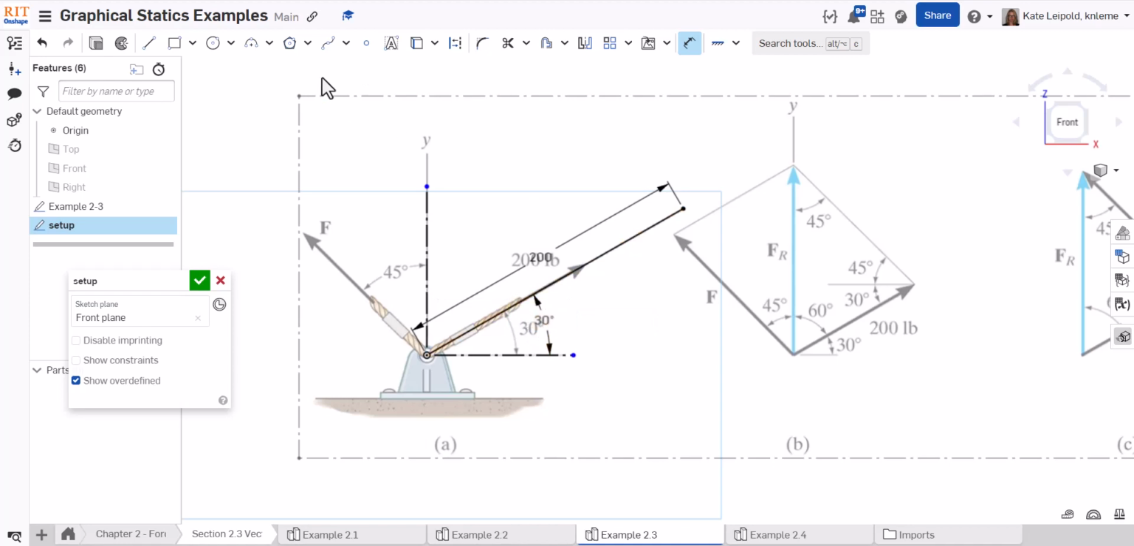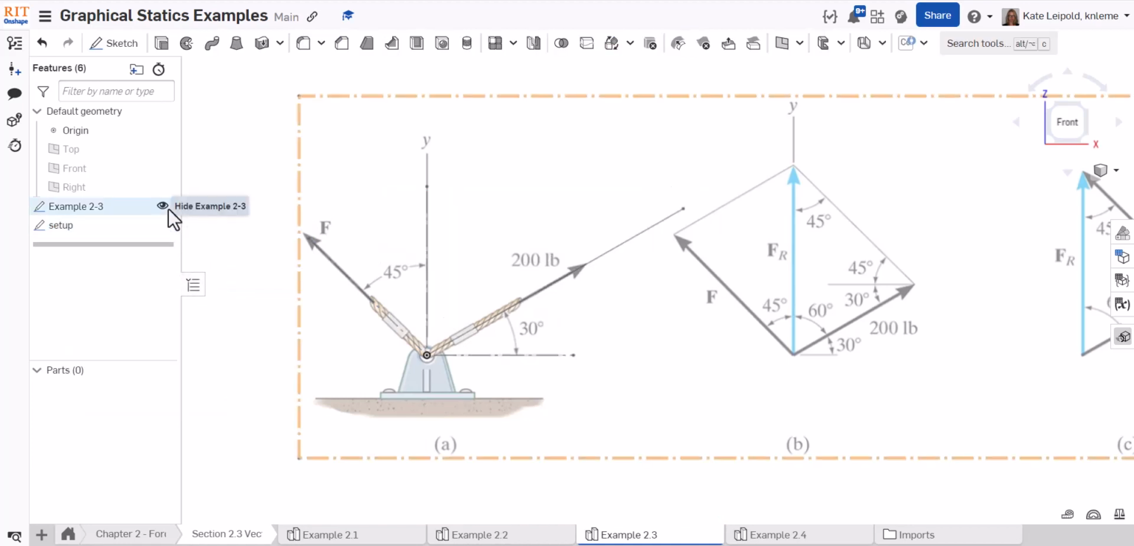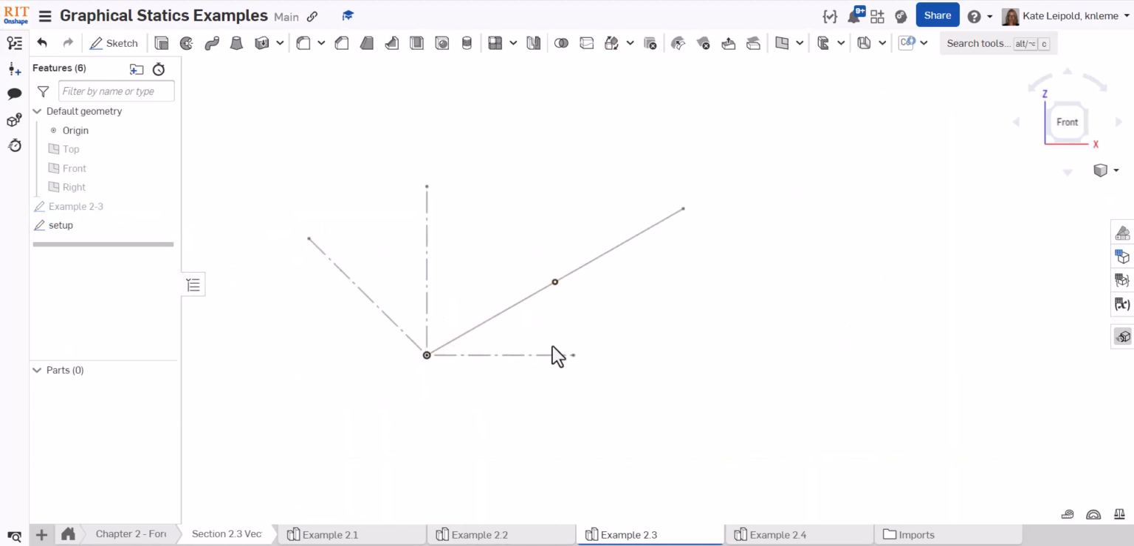And we'll add a line. This one I'm going to make a construction line because I don't know how long it's going to be. So I'm going to add a construction line, and this construction line will be located 45 degrees to the left of the vertical axis. And that finishes the setup. Now I can hide the example image and work from here.